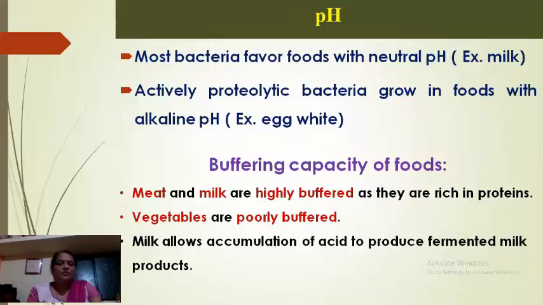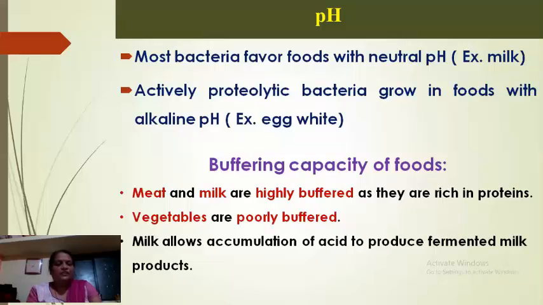Now, as we are talking about the pH, we should know that there are buffers in the food also. What do buffers do? Buffers resist the change in pH. So, the food has its inherent pH, but also buffering capacity. Some foods have high buffering capacity, while some foods have low buffering capacity. Whatever food is rich in proteins will have high buffering capacity because proteins can act as buffers. For example, meat and milk are highly buffered because they are rich in proteins. Vegetables are poorly buffered.